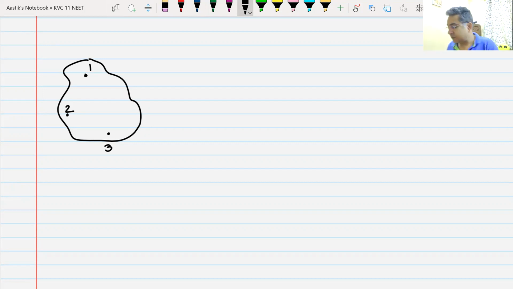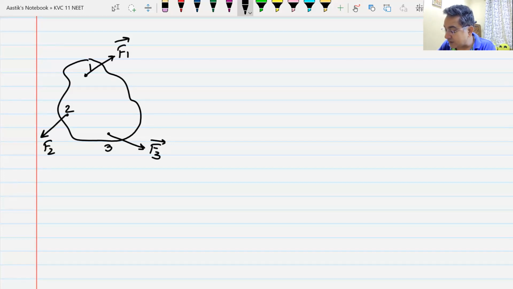Now, there may be different forces acting on this body. Maybe a force F3 is acting like this. Maybe a force F1 is acting at point 1. Maybe a force F2 is acting at point 2. I'm just considering 3 points here. Because of these forces, this body is going to move in a certain way.